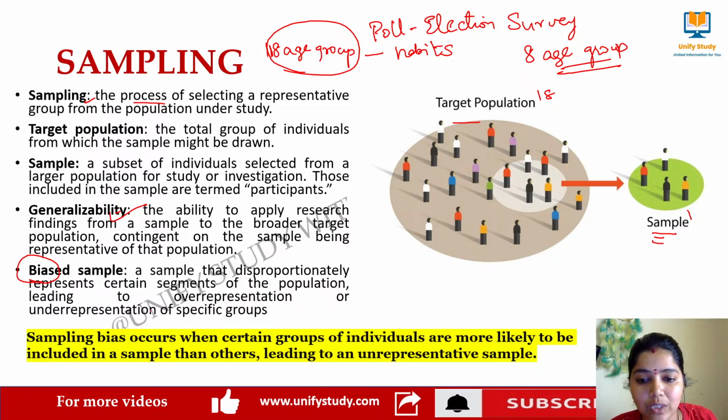Sampling bias occurs when certain groups of individuals are more likely to be included in a sample than others. If I am doing research and I take people who are very convenient to me, people who are near to me, and I don't go outside, that is a sampling bias, because there are many people outside the place who also come under that age group. They will definitely be different. Without taking them into consideration, I cannot conclude the research. If I go by my convenience, there will be a possibility of bias, which leads to an unrepresentative sample. So please note the terms: sample, target population, sampling, and bias.